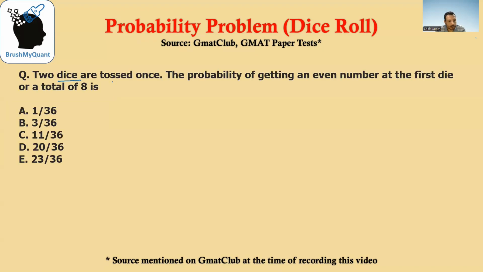So two dice are tossed once. The probability of getting an even number at the first die or a total of 8 is.